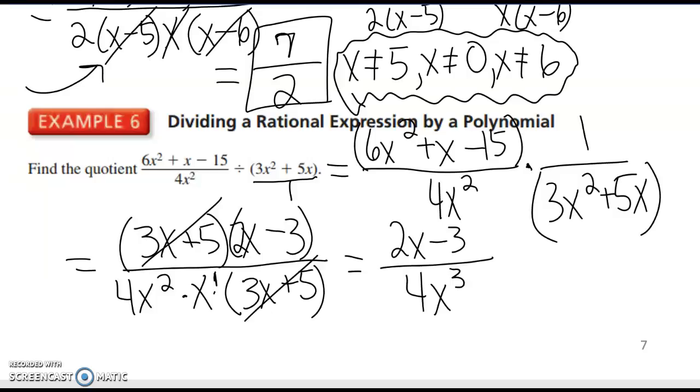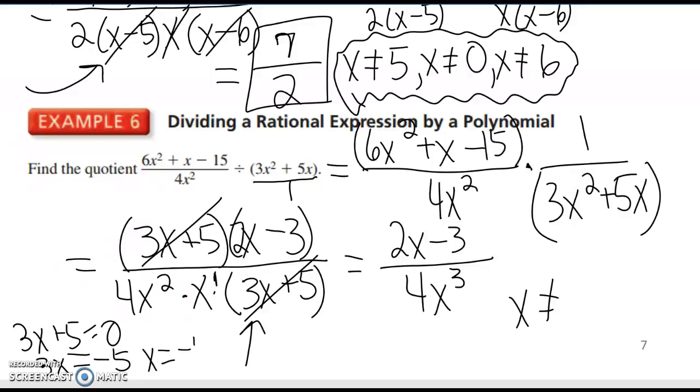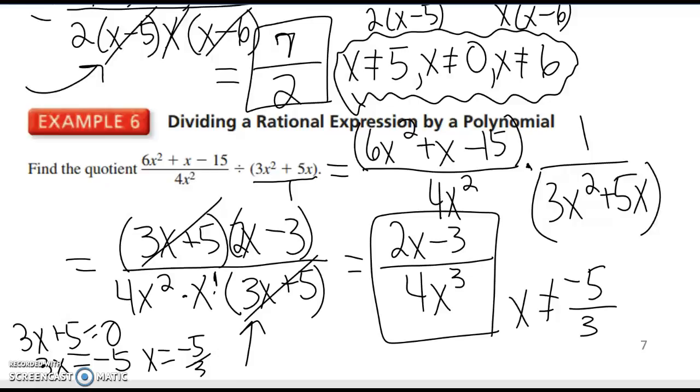But I have to say that x cannot equal, let's see, I would do 3x plus 5 equals 0, 3x equals negative 5, so x equals negative 5 over 3. So I can't have negative 5 over 3, otherwise I get 0 in the denominator. So my final answer is 2x minus 3 over 4x cubed, and x cannot equal negative 5/3.